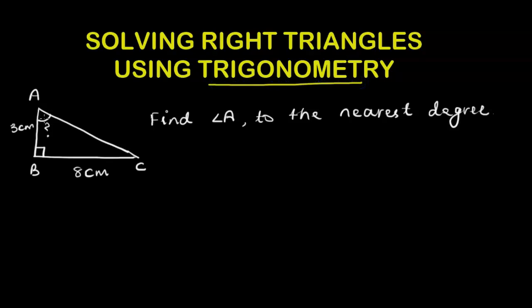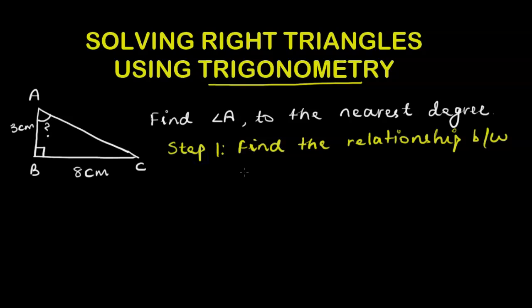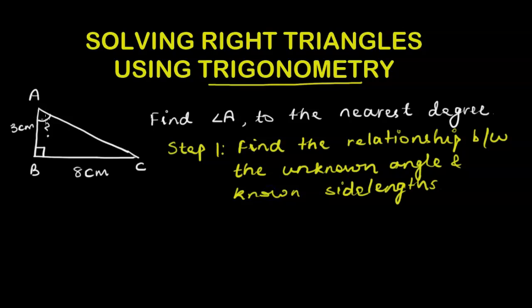Now, in order to find this angle, step 1 is to find the relationship between the angle that we are looking for and the side lengths that we are given. That relationship is finding which one is opposite, which one is adjacent, which one is hypotenuse. So step 1: find the relationship between the unknown angle and known side lengths. Our unknown angle is angle A and known side lengths are BC and AB. For angle A, the BC side is opposite to vertex A. Therefore, this side is the opposite side, and since angle A lies on side AB, this side is the adjacent side with respect to angle A.